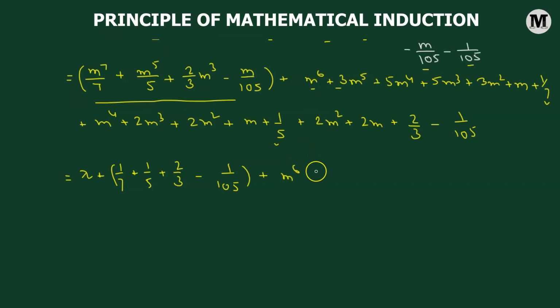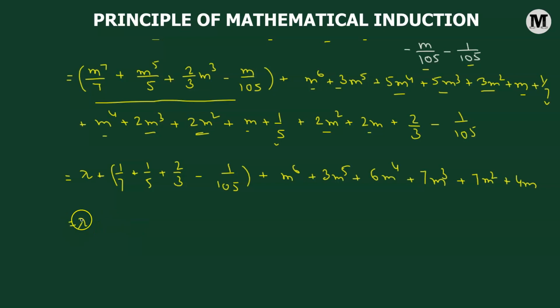That is going to be m raised to the power of 6 added to 3 times m raised to the power of 5 added to 5 times m raised to the power of 4 added to m raised to the power of 4. So that's 6 times m raised to the power of 4. Then we have 5m cubed and then 2m cubed. So that's going to be 7m cubed added to 3m squared plus 2m squared makes it 5m squared, 5m squared plus 2m squared. So that's 7m squared. Next we have m added to m and then 2m. So that's going to be positive 4m.